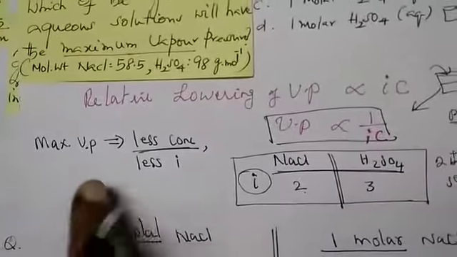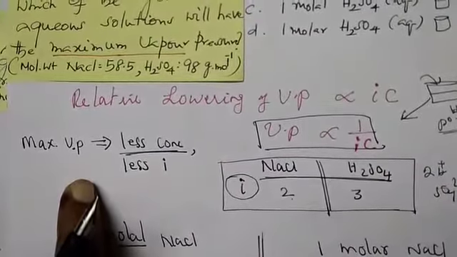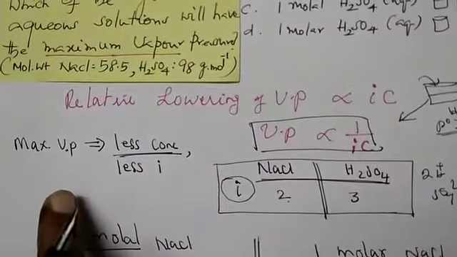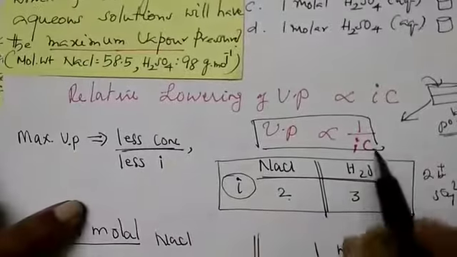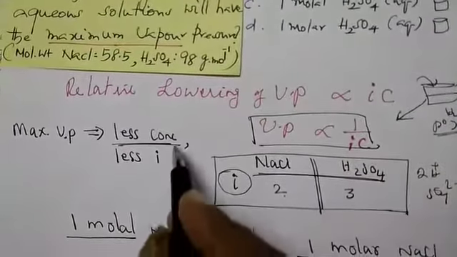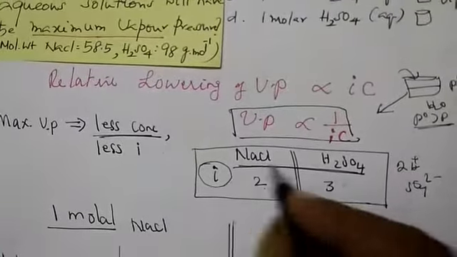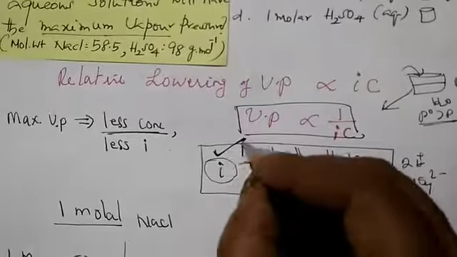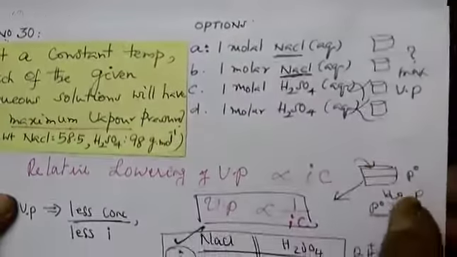Now let us see the condition for maximum vapor pressure. If you think from one angle, you can do it in a much faster manner. For maximum vapor pressure, the concentration should be less and the i factor should be less. Compare the i factor first: sodium chloride is less, so among these two you select sodium chloride. The options are now only between the sodium chloride solutions, so we eliminate these two.